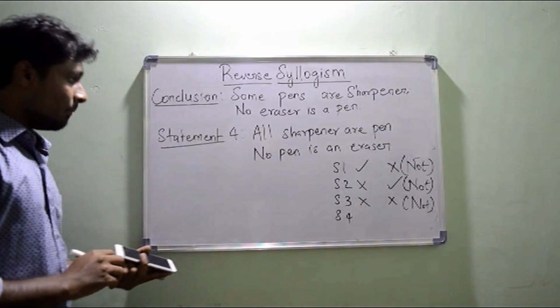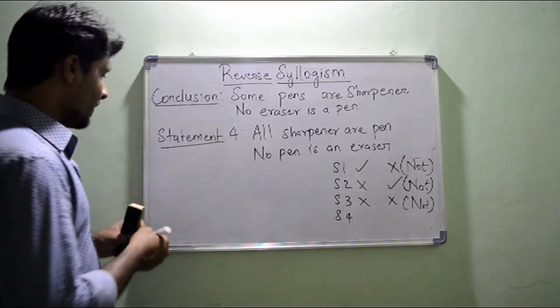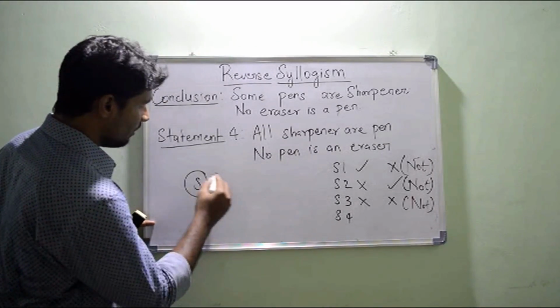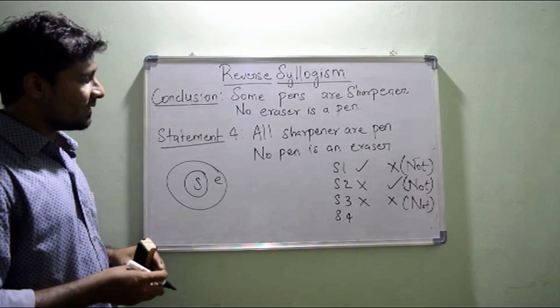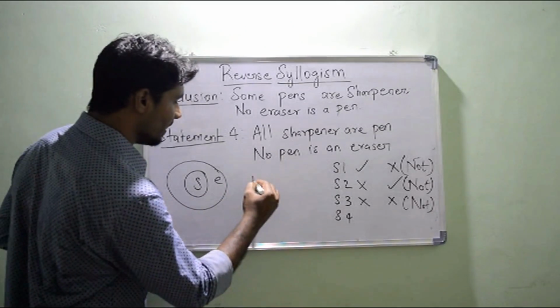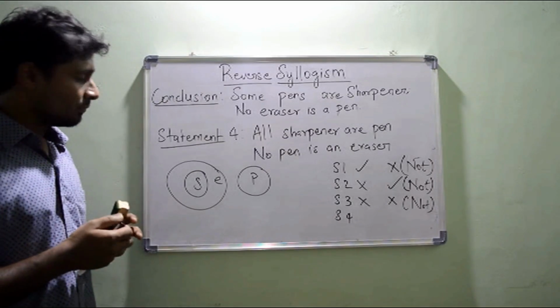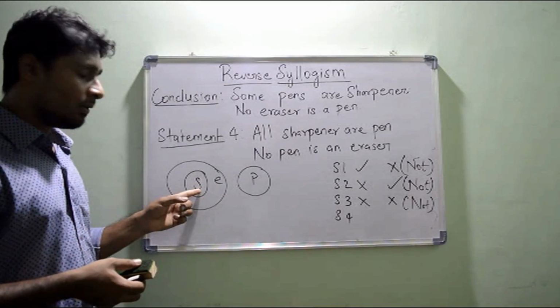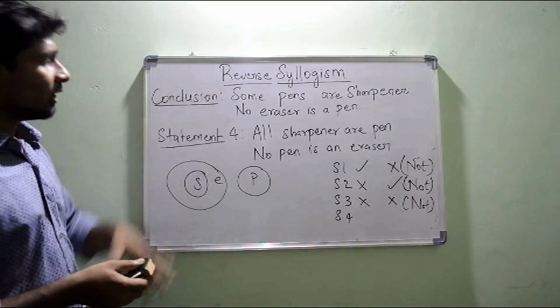So can we draw a diagram? For all sharpeners are pens, I should go for the overlapping one. So all sharpeners are pens, and the second thing is no pen is an eraser. So eraser is here, so pen should be here. Can I draw any other possible diagram for the given statement? Can I combine this pen and sharpener? Is it possible for me to combine pen and sharpener? Of course not. Good. Again check for the conclusions.